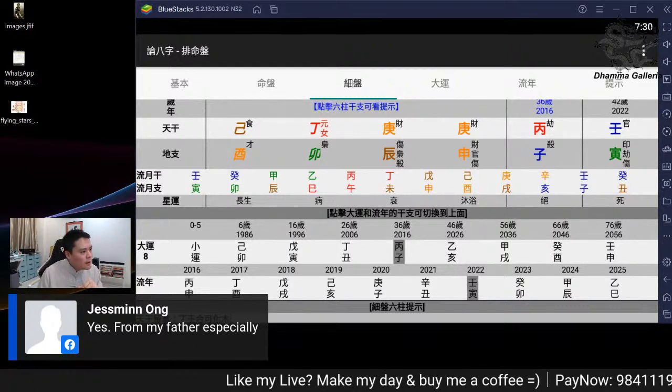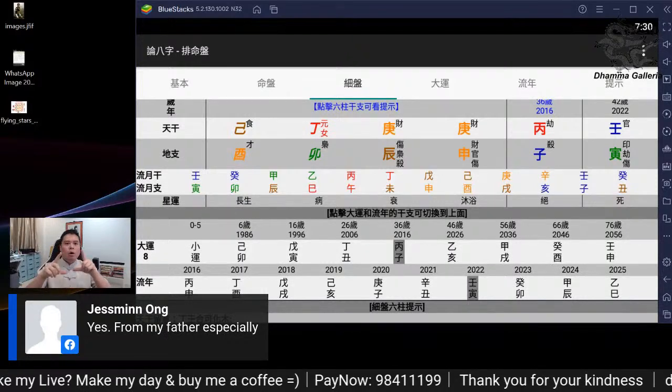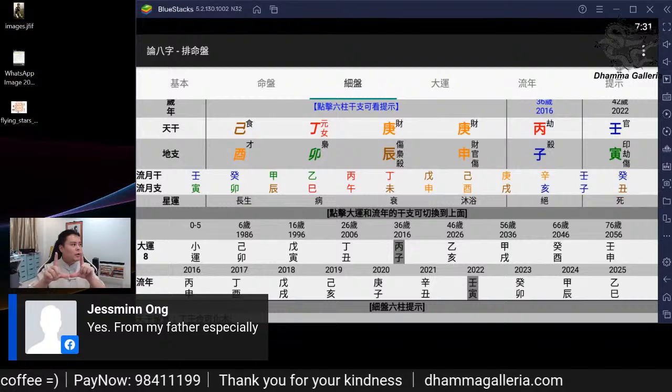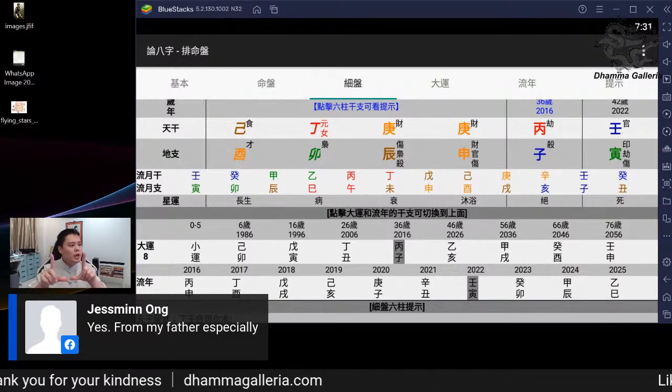And you may also try to keep a 红包, do you know what is a 红包? Those red packets, okay? Do you know the red packet during the Chinese New Year we give out?